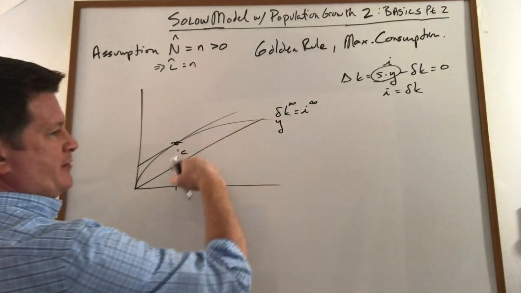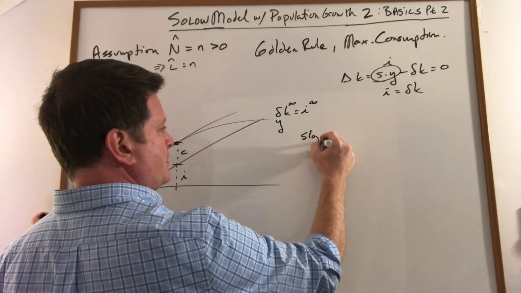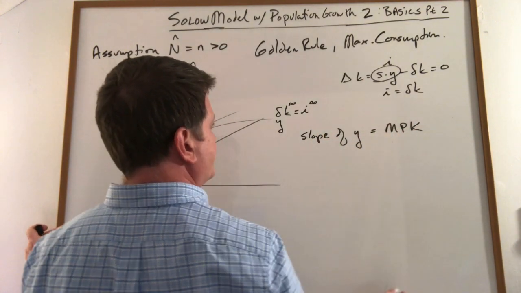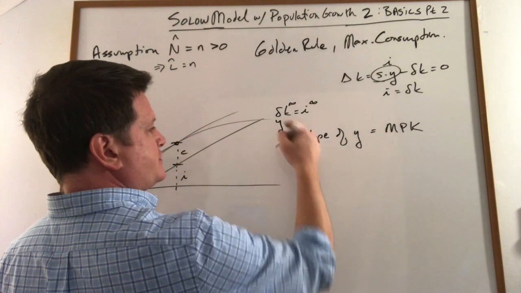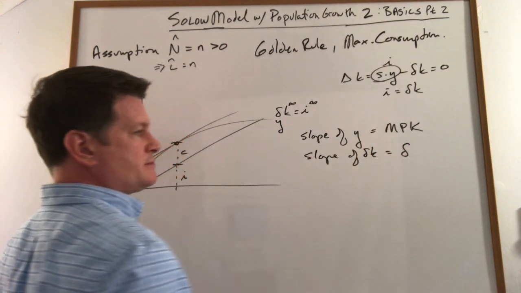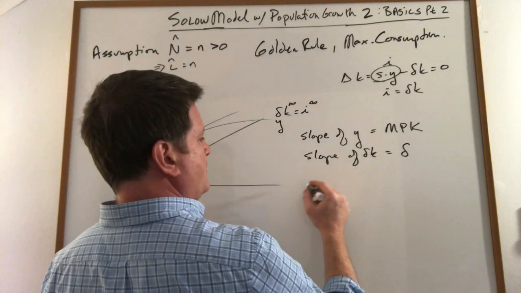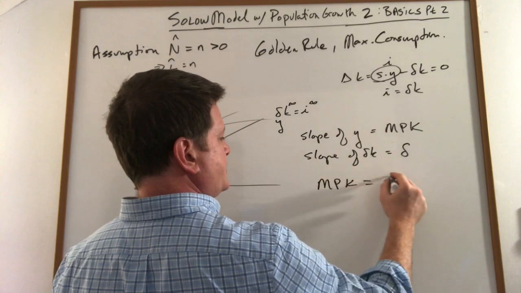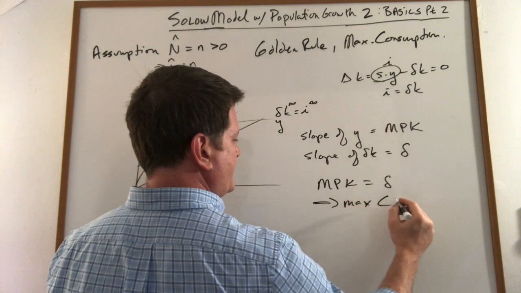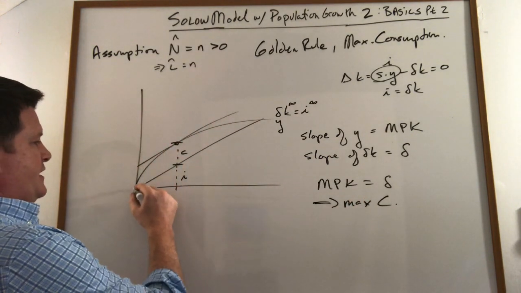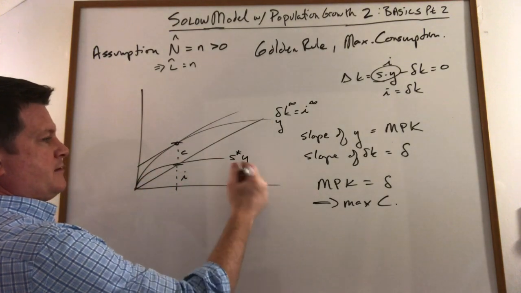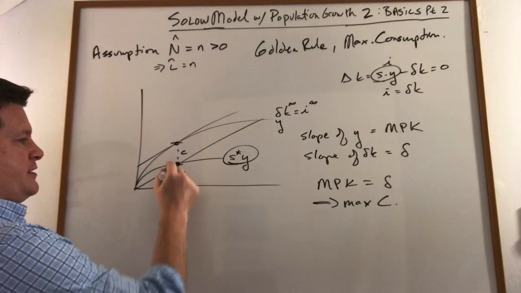The slope of my production function is the marginal product of capital. The slope of this line is delta. So the marginal product of capital just equaling this generates the maximum consumption. So once I find that spot, that gives me the special S that tells me my investment curve needs to run right through there.